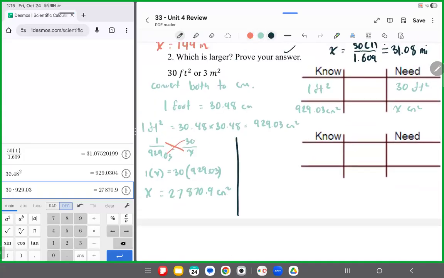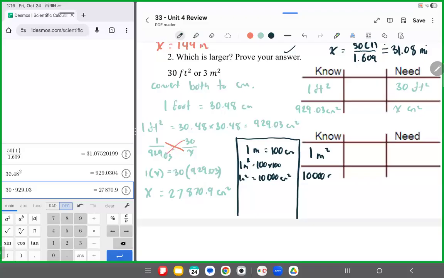We'll work in black now. For meters squared here, it's worth noting that 1 meter is equal to 100 centimeters. And so 1 square meter will equal 100 times 100, which equals 10,000 centimeters squared. So you can see already the conversions between the metric system, much more reasonable to do, but that's okay. And so we know that 1 meter square is equal to 10,000 centimeters squared.